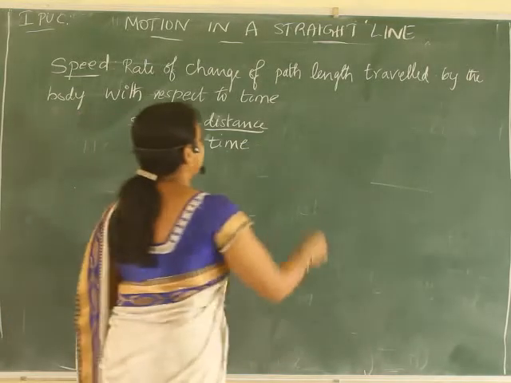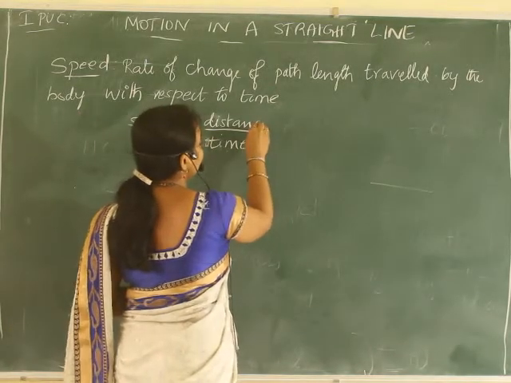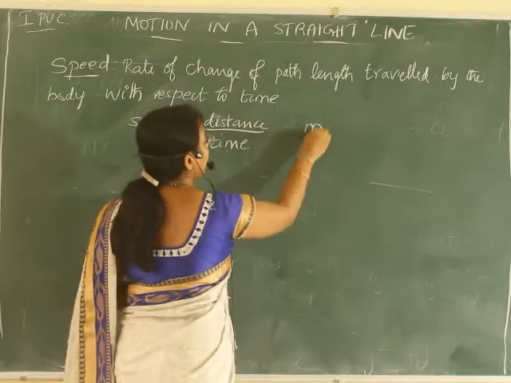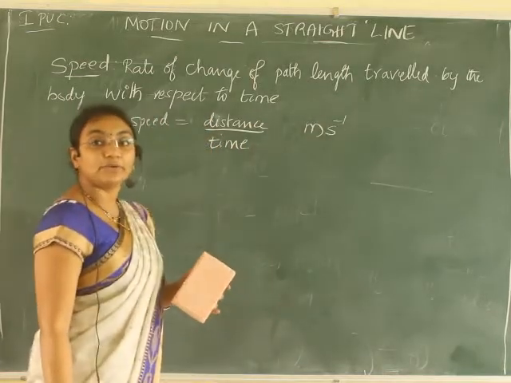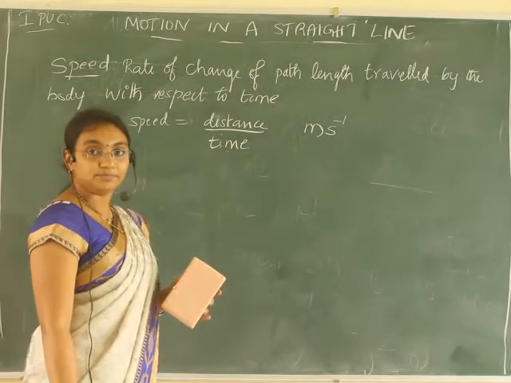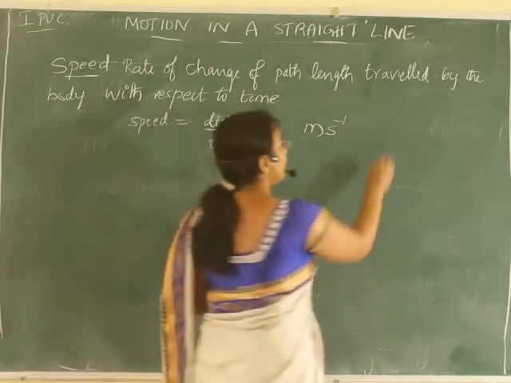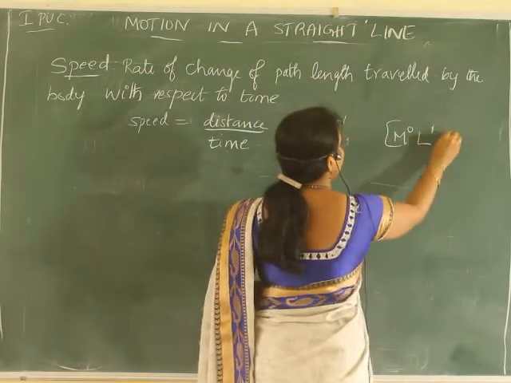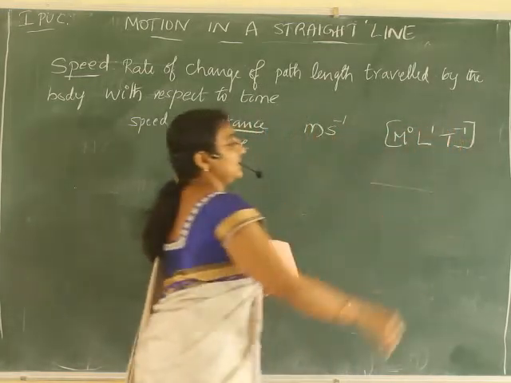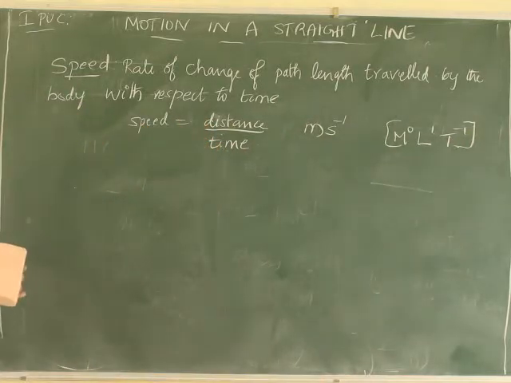And its unit: the unit of distance is meter, time is seconds, so meter per second is the SI unit of speed. Then what is the dimensional formula? M to the power 0, L to the power 1, T to the power minus 1. This is the dimensional formula for speed.